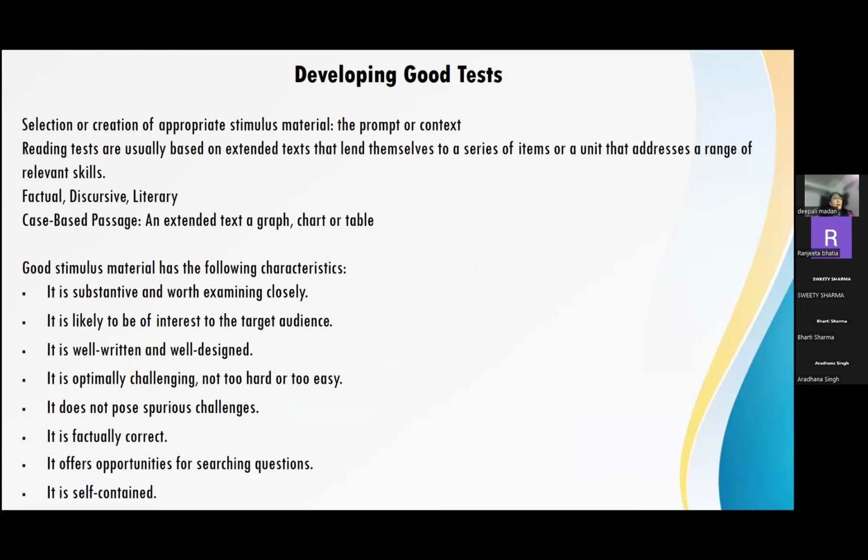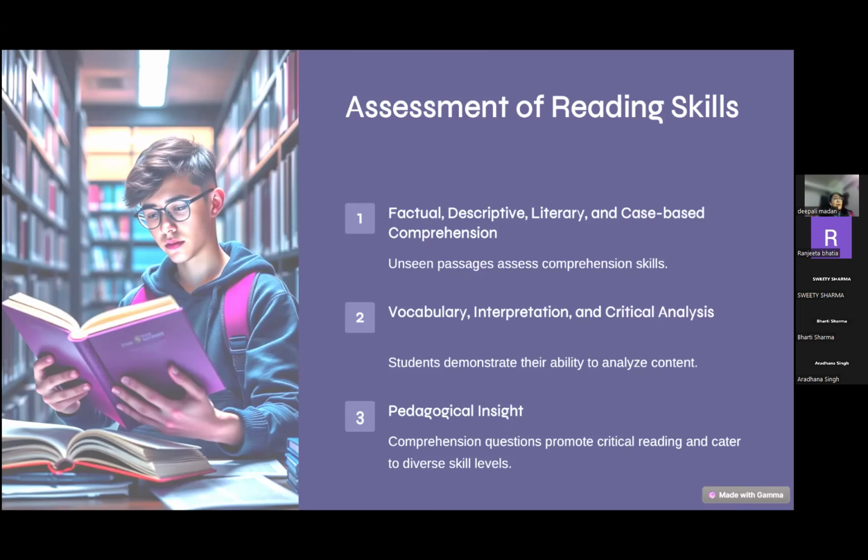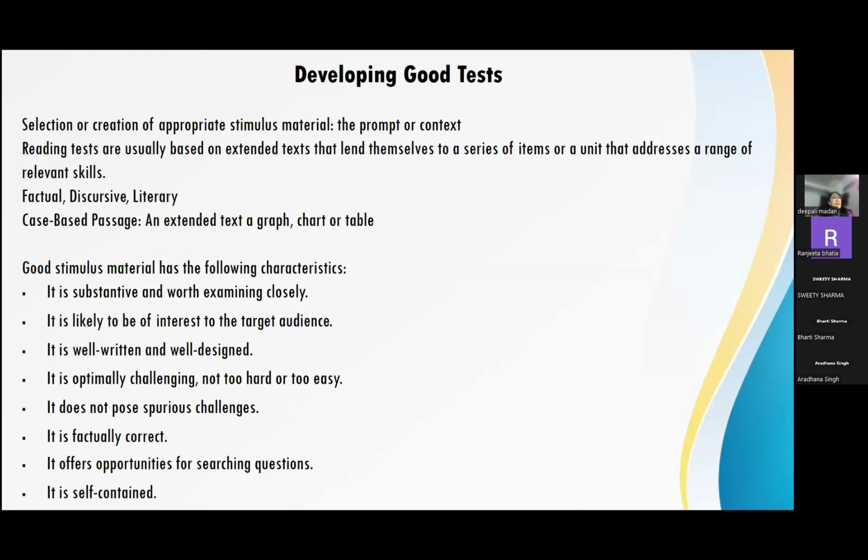Then last is the pedagogical insight. These are comprehension questions which generally promote a lot of critical thinking, like the CBSE wants us to do. So next, moving to the questions round, how should we frame good questions? This is a very important part of design and development of the question paper.